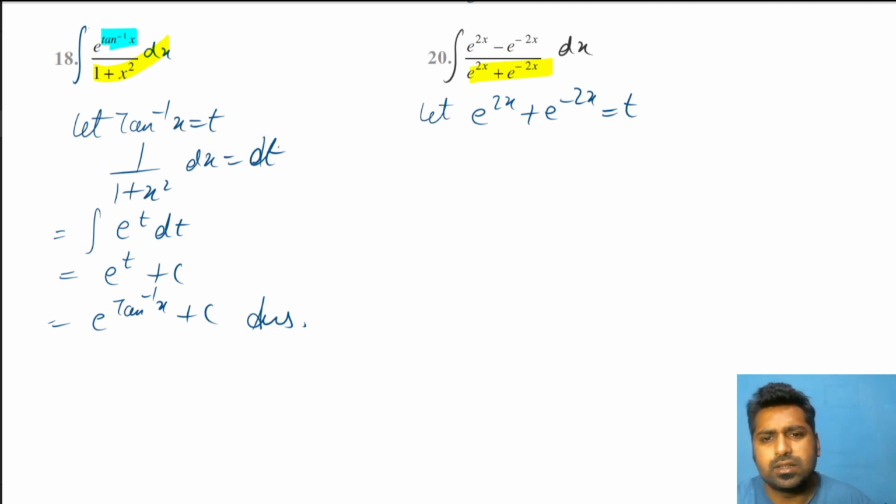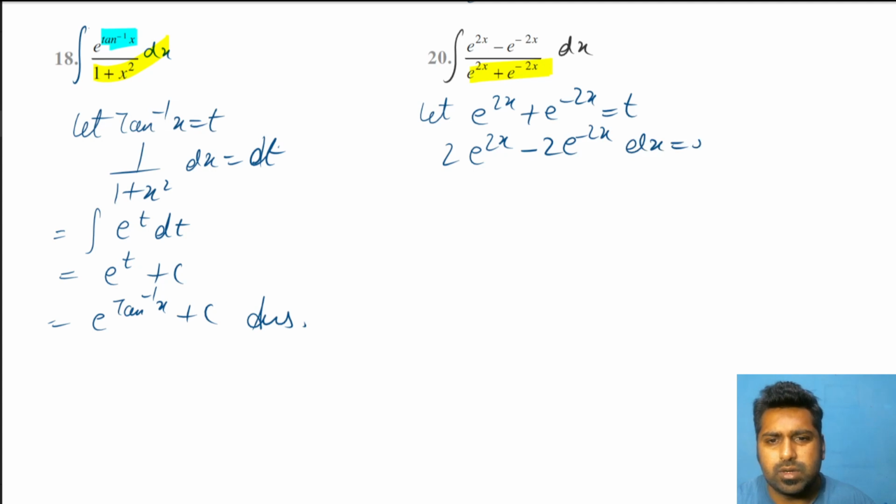If this is t, then let's differentiate this. E raised to power 2x differentiation is e raised to power 2x into 2. E raised to power minus 2x differentiation is e raised to power minus 2x into minus 2. So dx is equal to dt. But 2 is not present here. You see, the same expression is present here, e raised to power 2x minus e raised to power minus 2x. Only 2 is not present.